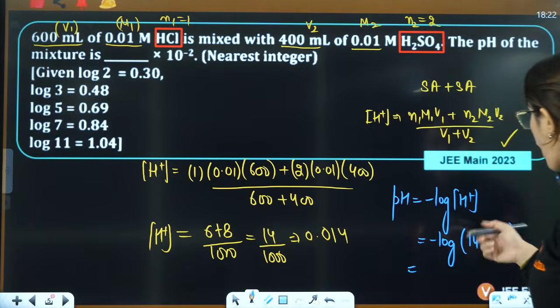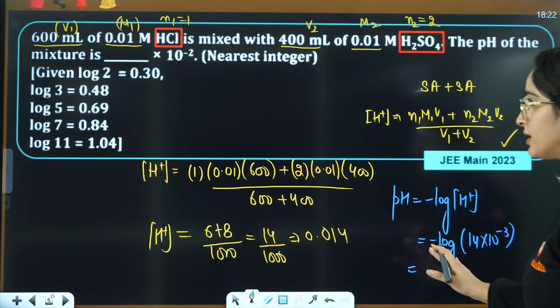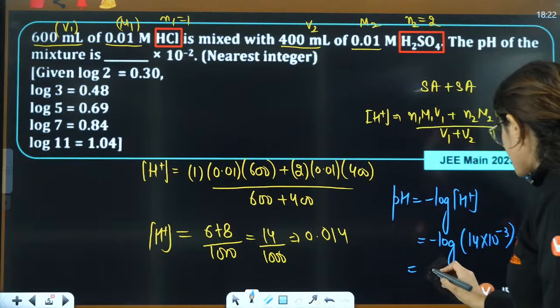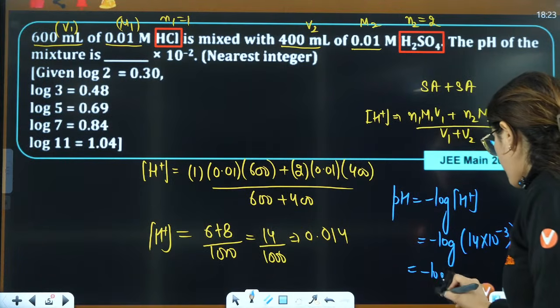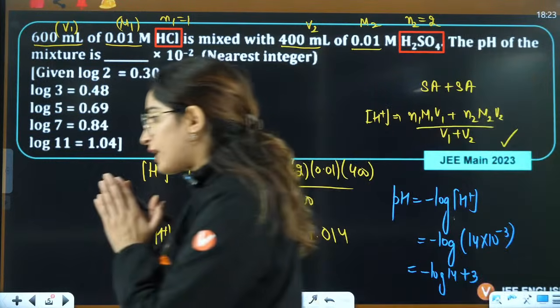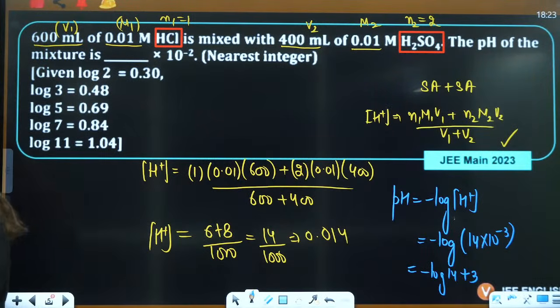So minus log of 14 you will have to solve here, right? That's why all these values are given to you. So this will be minus log of 14 plus 3. Now, minus log of 14, ma'am, how do I solve that?